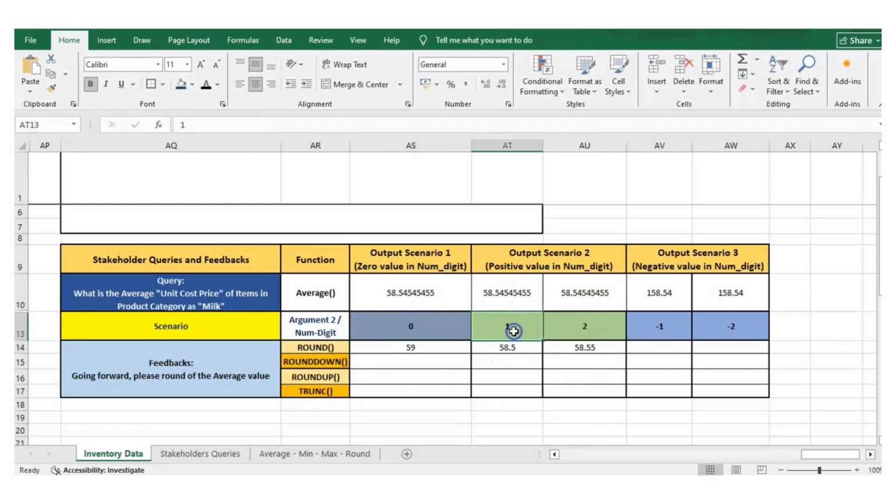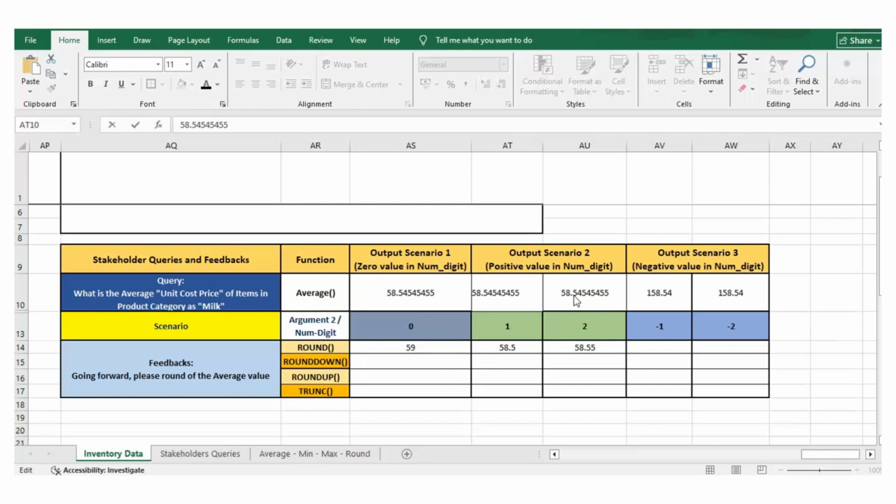In the first example, num digit is assigned a value equal to 1, which means that the number has to be rounded up to one decimal place. Our input number is 58.54545455. Now, since we want to round off up to one decimal place, we need to check the decimal value after one decimal place, which in our case is 0.04545455. Since this value is less than 0.05, the final output is 58.5.